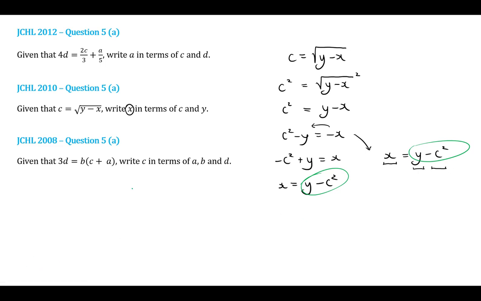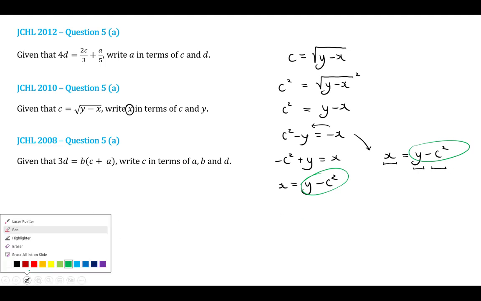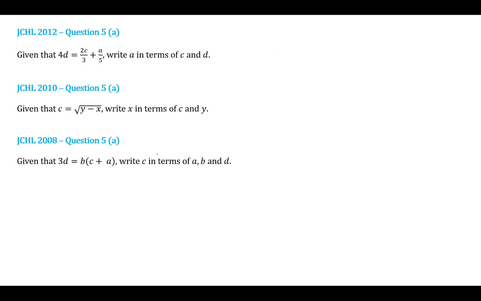Okay, the last one we're trying to get c on its own. So we have, let's see, 3d equals b on c plus a. I'm trying to get c on its own, so it's inside a bracket. I need to multiply out the brackets first anyway.